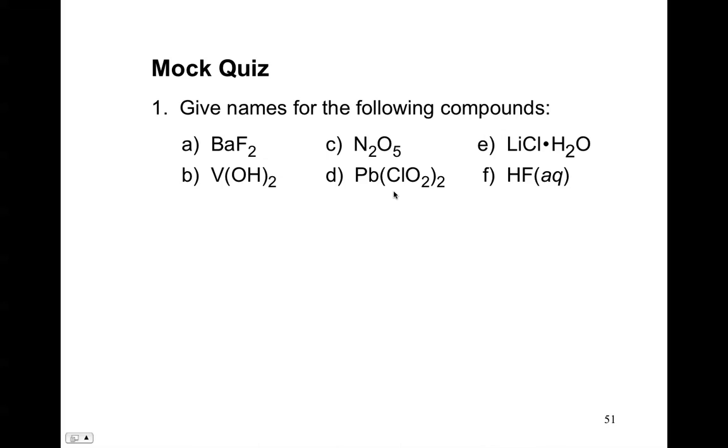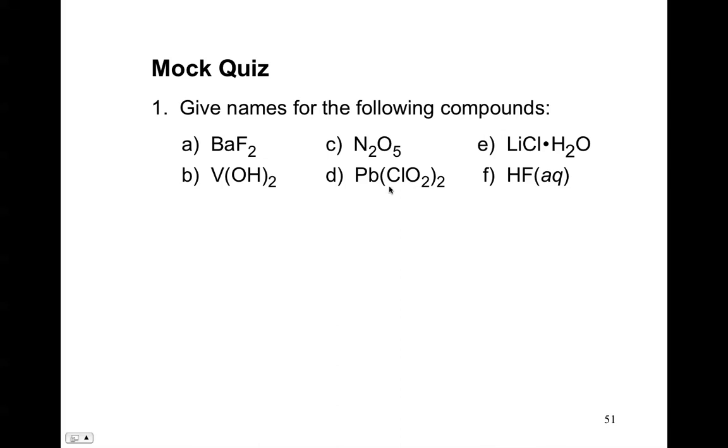All right, so for formula D, you recognize lead is a metal, and we've got a polyatomic ion here. Now, if you remember the one with the ATE ending, it's not this one. ClO3 minus is chlorate. This one has one oxygen atom less, so this one is called chlorite.